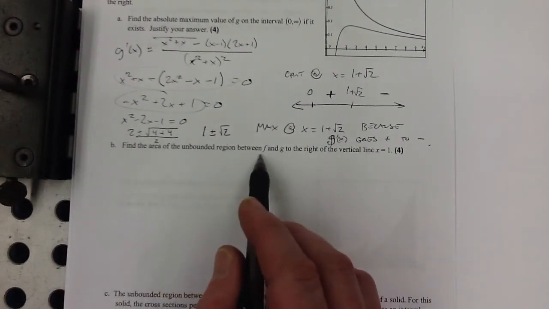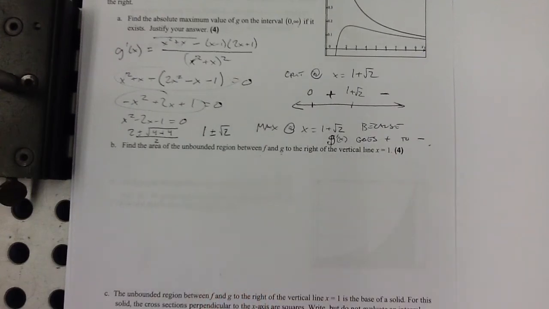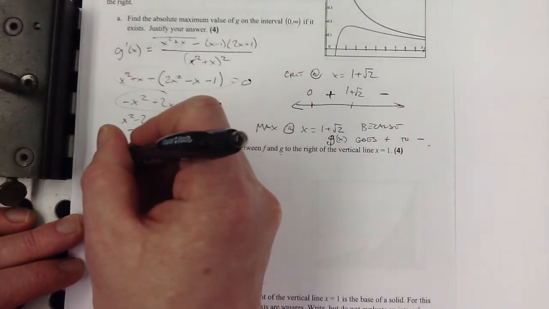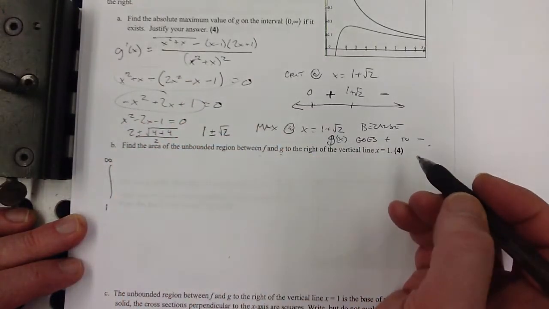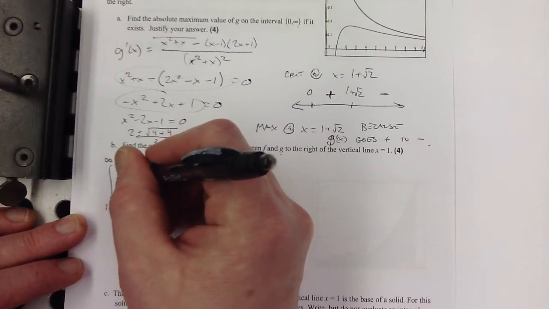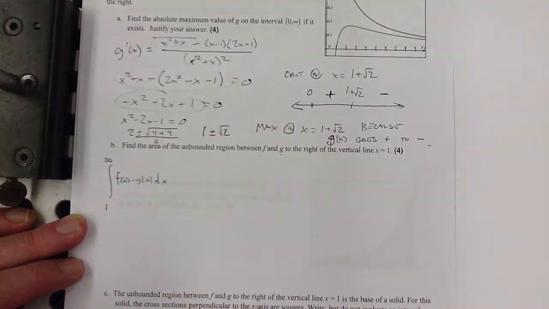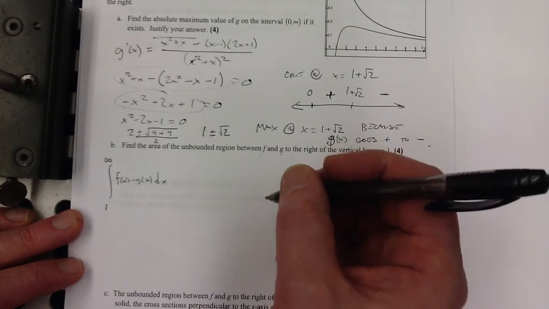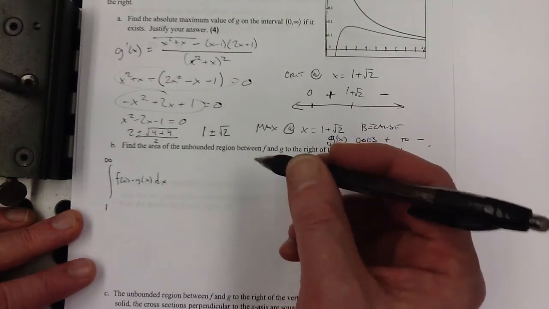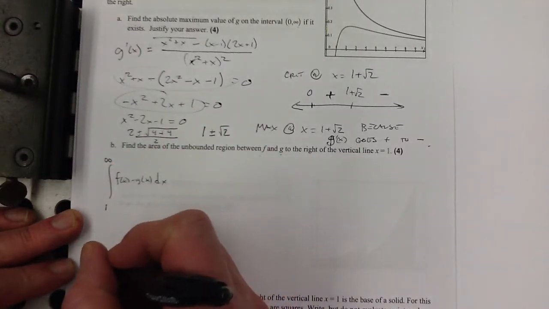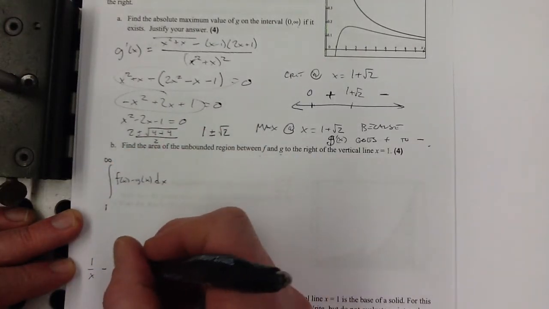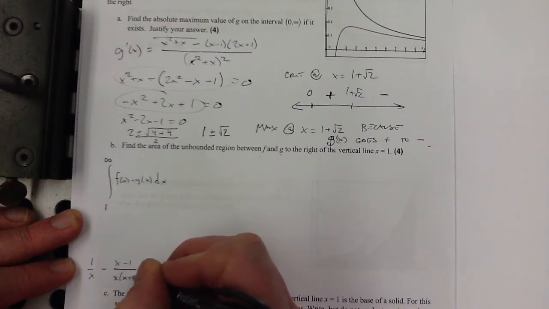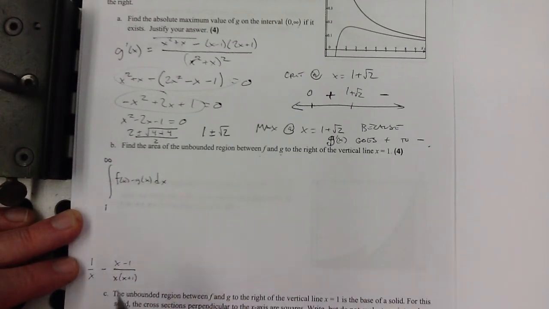Find the area of the unbounded region between f and g to the right of the vertical line x equals 1. So the region between f and g, that's the integral 1 to infinity. Which one's on top? F's on top, so f of x minus g of x dx. Now I'm going to take a minute and just find an expression. There's more than one way to do this, but I'm going to go ahead and find a common denominator here for this expression. So I have 1 over x minus 1 over x squared plus x is x times x plus 1. So this is missing the x plus 1 top and the bottom.